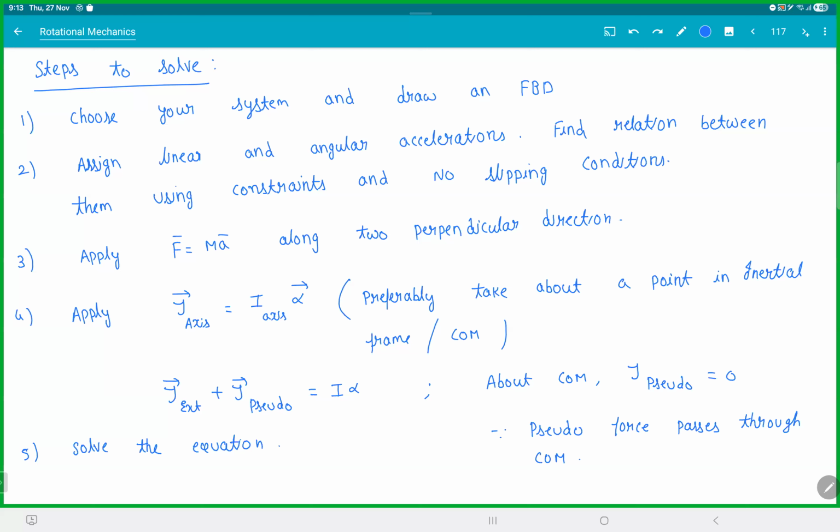Anyways, so clear with the steps? Please have a look at this page once. No matter what problem I'm going to give you now, this is the process. You draw the FBD, you assign linear and angular accelerations, you find the relation between them, apply F is equal to ma. Then apply torque equation, preferably about a point which is fixed or which is going with constant velocity, inertial frame basically, or center of mass. And then you solve the equations. Clear with the steps? Let's start off with something simple and then we'll slowly build it up.